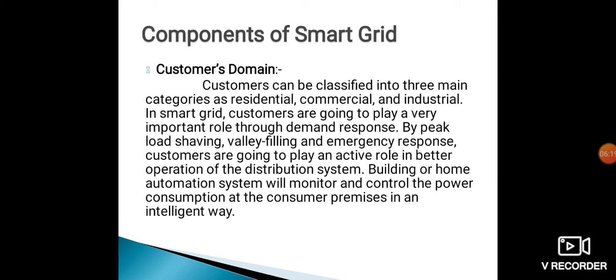Building or home automation system will monitor and control the power consumption at the customer premises in an intelligent way. That means automated home or automated building will consume the electricity in a proper way. So this was all about the customer's domain.